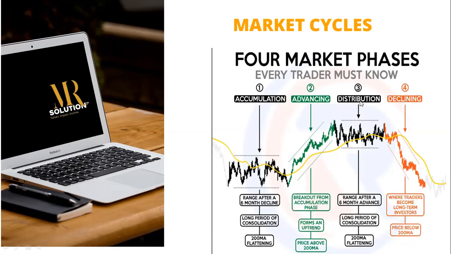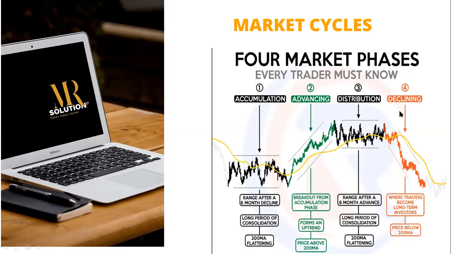Then there is the distribution phase. The distribution phase is characterized by a range after a 6 months advance. After the price must have gone up for 6 months, then the distribution stage sets in. And then there is a long period of consolidation. Like there's really not much movement. It's just consolidating, so to say. And then after that, there is the 200 moving average flattening. Okay, and this yellow line is the 200 moving average. Okay, you always observe its location in any of the cycles.